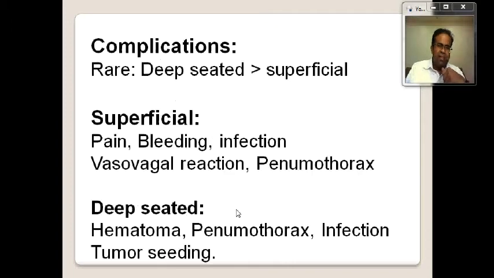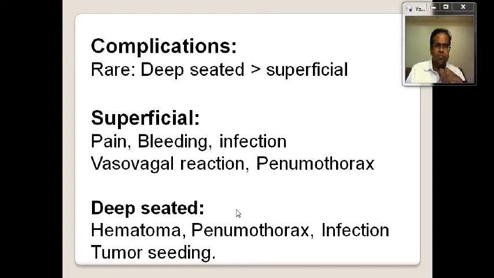What we have to take into consideration is some of the complications that can happen. Mind though, complications are very rare, but they are more common in deep seated compared to superficial FNACs. Complications in case of superficial FNACs include pain, bleeding, infection, vasovagal reaction and pneumothorax. Complications in case of deep seated FNACs include hematoma, pneumothorax, infection and tumor seeding. So these things we have to keep in mind and be aware of the issues that can rarely happen. That's why consent is necessary for FNAC procedure.